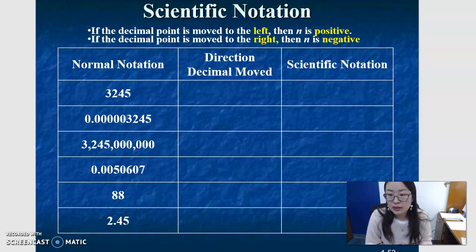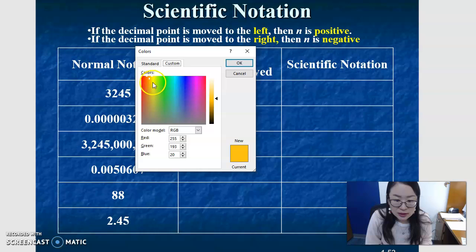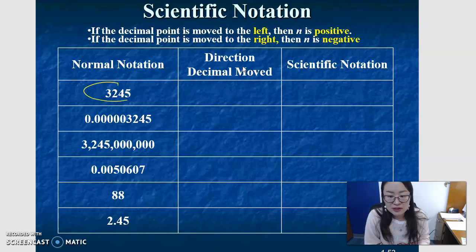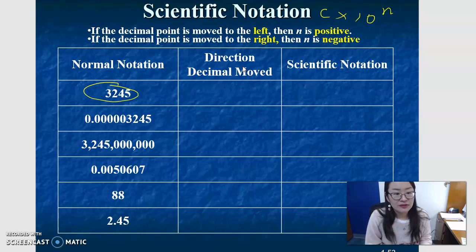Let's do some practice here. I need to change it to yellow, the color I like most. Okay, there we go. Let's use the first one for example, and it's 3,245. I will write it in the format C times 10 to the power n. First, I need to get C. C has to be bigger than 1 and smaller than 10.